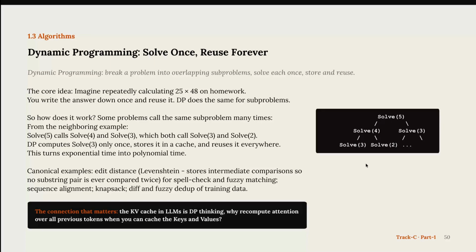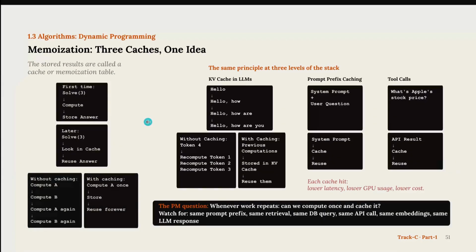So how are we trying to connect this? The KV cache that we use in LLMs is actually DP thinking. Why recompute attention over all previous tokens when you can cache the keys and values? We will look at this in the next slide. This is called memoization. So what we do is we store the results in a KV cache, and that cache is called a memoization table with key-value pairs.